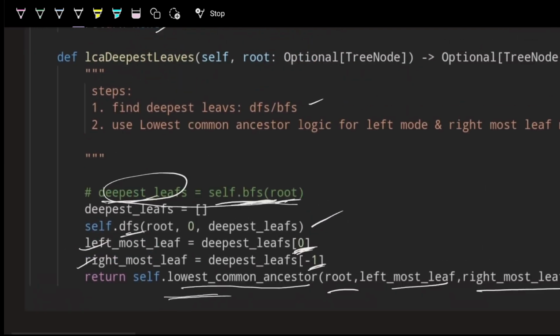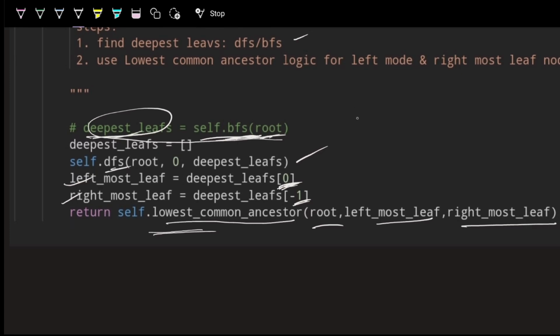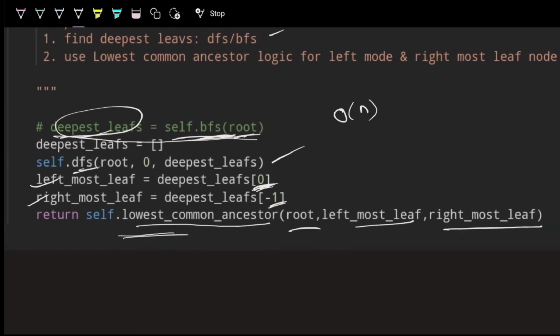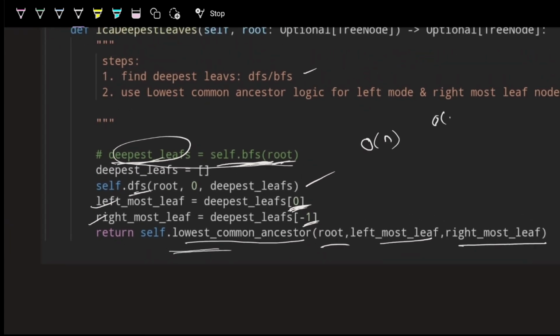The time complexity for this problem is O(n). BFS will take O(n) only, because it reaches all nodes exactly once, and similarly the lowest common ancestor will be O(n). Space would be O(n) in the worst case, if it is a skew tree, or O(h) if it is a balanced tree. So this is how you can solve this problem.